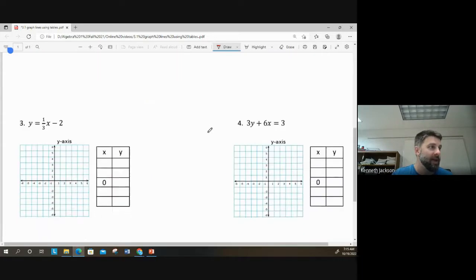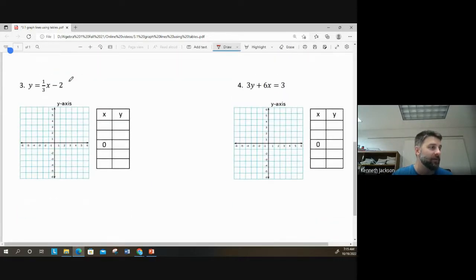Now, when we have a fraction, like we do on number 3, we can't just simply go through and pick negative 2 to positive 2. If we pick negative 2 to positive 2, we're going to end up with some more fractions in our graph, which is going to be difficult to graph the ordered pair. For example, if I were to take negative 2 and plug it in, I would get negative 2/3 minus 2. Well, that would give me negative 2 and 2/3.